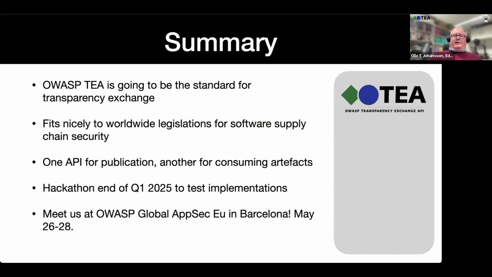So what we believe is that OWASP TEA is going to be the standard for Transparency Exchange. We want customers to require it. We would like to see it part of the Cyber Resilience Act horizontal standards here in Europe. We believe it fits nicely with the worldwide legislations for software supply chain security.